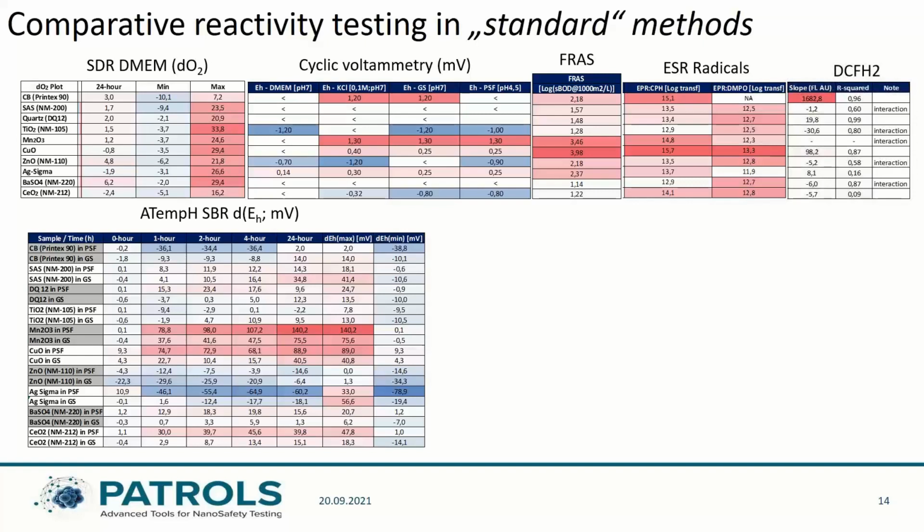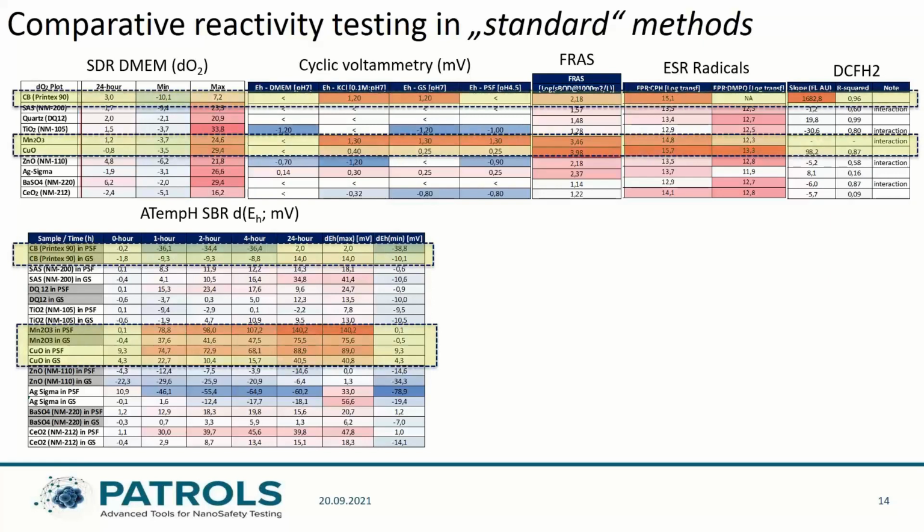Finally, we have the DCFH2, where we have a very strong reactivity. Here we have the slope of the arbitrary dose response curve as an indicator, and we see a very strong reactivity of the carbon black. But we have several materials with interactions, so it's not really possible to make good estimations of the reactivity here. For several of the materials, including the manganese oxide, we do, however, see a reactivity of the copper oxide, which is expected. So this is clearly a problem for the DCFH2 probe in this case.